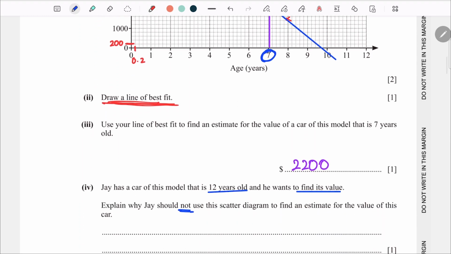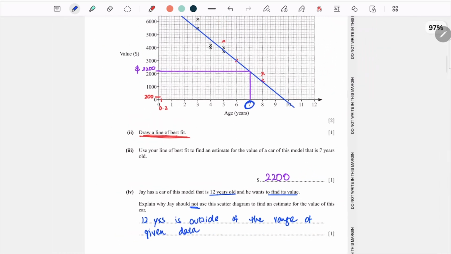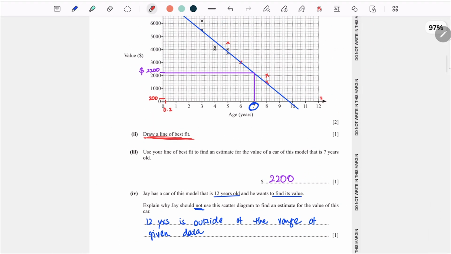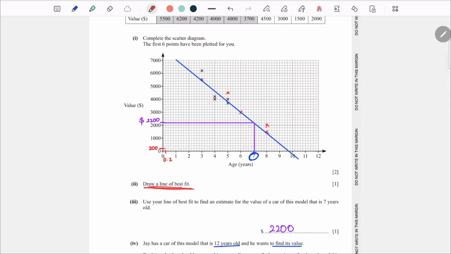So I'm just gonna write that 12 years is outside of the range of given data, because I cannot estimate the value from the graph, and even the table ends at 8. So 12 is not given in the table as well.